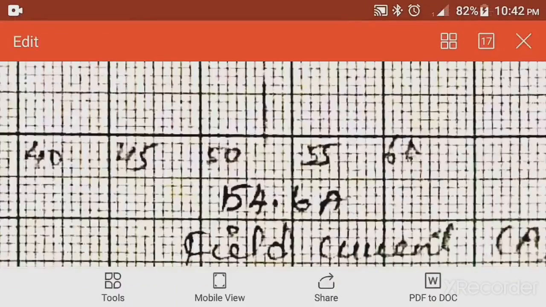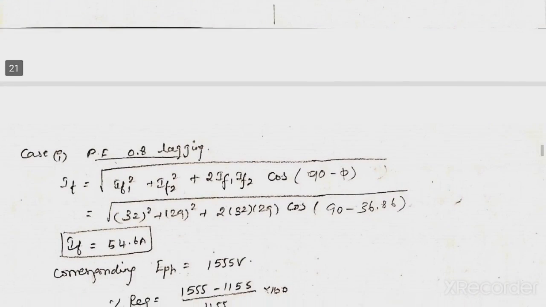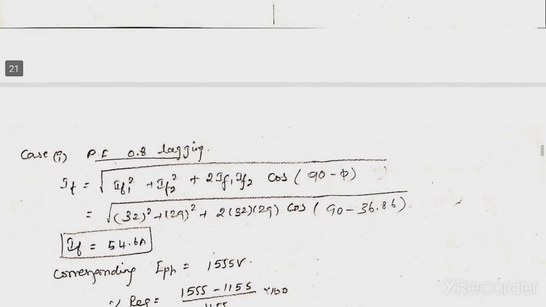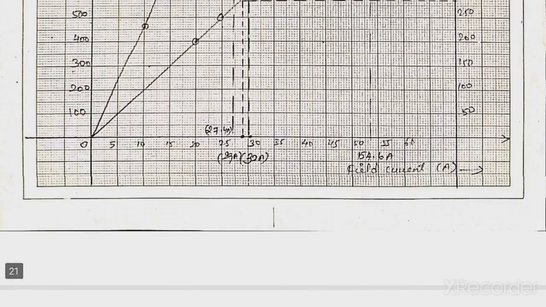Here we mention the two types of cases. Case 1, power factor 0.8 lagging, then power factor 0.8 leading. The IF value will be found for power factor 0.8 lagging. It has the formula: square root of IF1 square plus IF2 square plus 2 IF1 IF2 cos(90 minus phi). For lagging, cos(90 minus phi). IF1 I already told: the VOC will hit the OC curve, then we get 32 amps, and ISC hits the SC curve, we have the value of 29 amps.